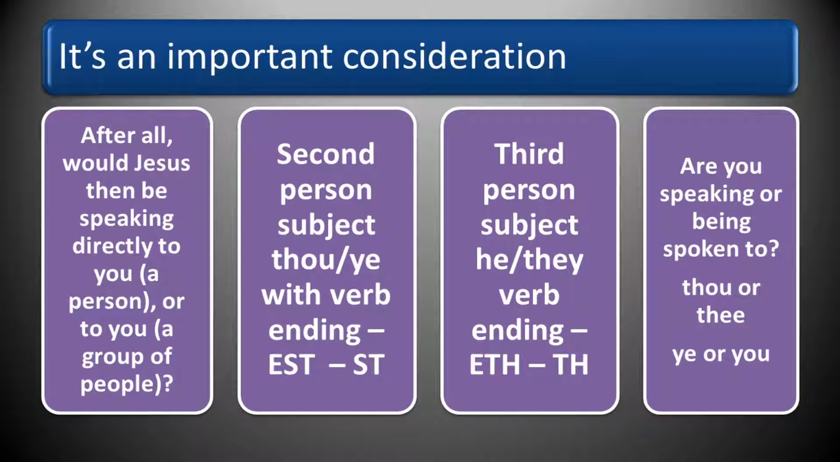It's an important consideration. After all, would Jesus then be speaking directly to you, a person, or to you, a group of people? Or is Jesus speaking to you or about you? Second person, thou, you, with a verb ending est. Third person, he, him, ends with eth, with the e being dropped if the verb ends in a vowel.